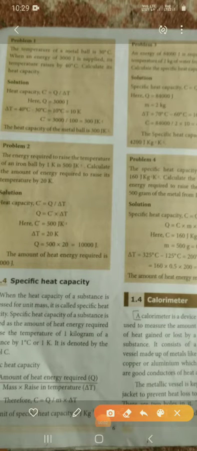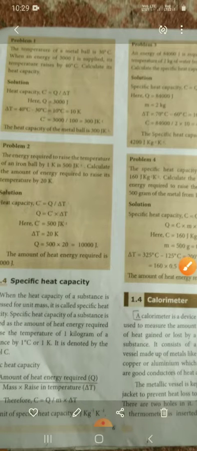Good morning, students. Last class we learned heat capacity and the formula of heat capacity: the amount of heat energy required divided by rise in temperature. Today we will see problems. How can we calculate the heat capacity?